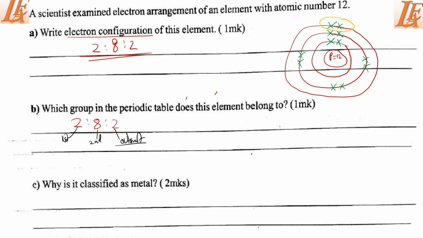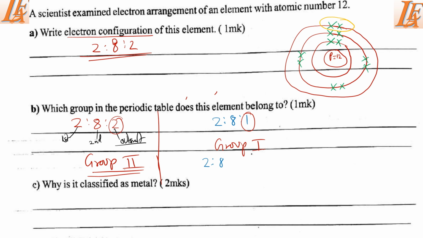So the number of electrons found there is equal to the group to which this element belongs. In this case, the group is group 2. We write it in Roman capital numerals. So if we had an element with the electron arrangement 2, 8, 1, it would belong to group 1. If we had an element with the electron arrangement 2, 8, 7, its group would be group 7. You write it in Roman numerals.